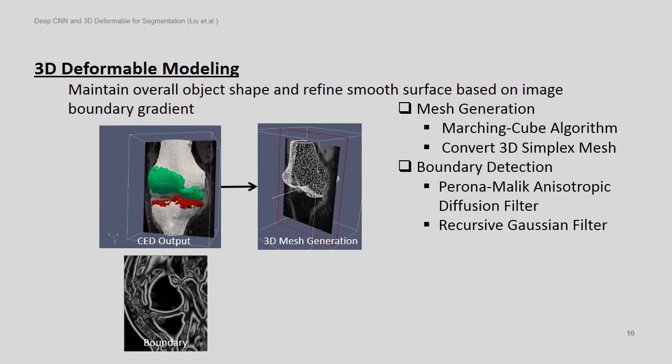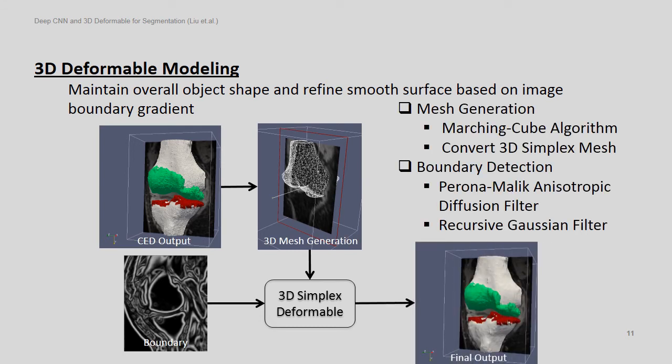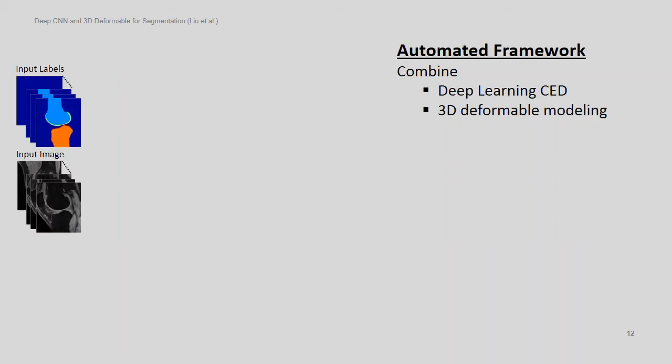We first take the output from the CED network and convert it into a 3D simplex mesh using the marching cubes algorithm. The image boundary is determined by using a combined diffusion filter and recursive Gaussian filter. An iterative process is performed to adjust the mesh vertices following Newtonian laws of motion. After sufficient iterations, a stable solution should be achieved, and the 3D mesh converges onto image boundaries. A successful 3D deformable model should help maintain a desirable smooth object surface.